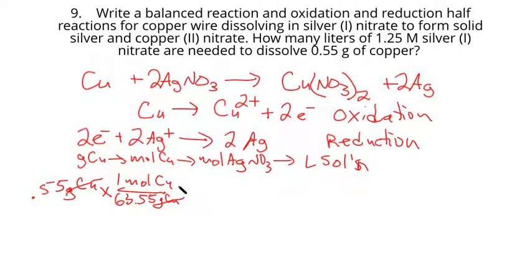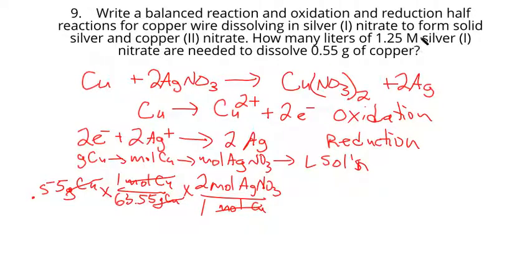We're in moles of copper, so we want to convert that into moles of silver nitrate. If we look at our balanced chemical equation, for every 1 mole of copper, we need 2 moles of silver nitrate. So we will put the 2 moles of silver nitrate on top, and 1 mole of copper on the bottom. Then our copper will cancel out, and we're in moles of silver nitrate.